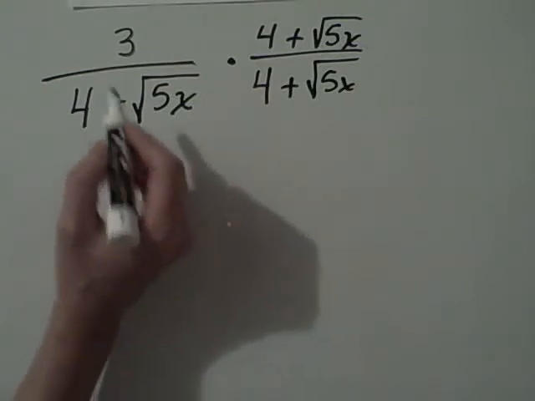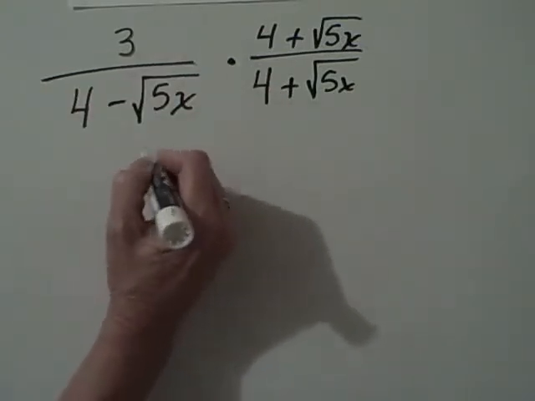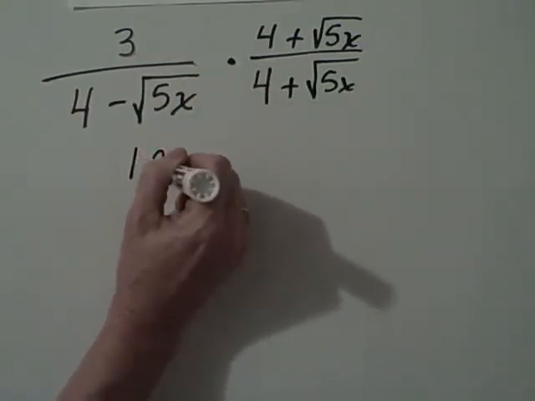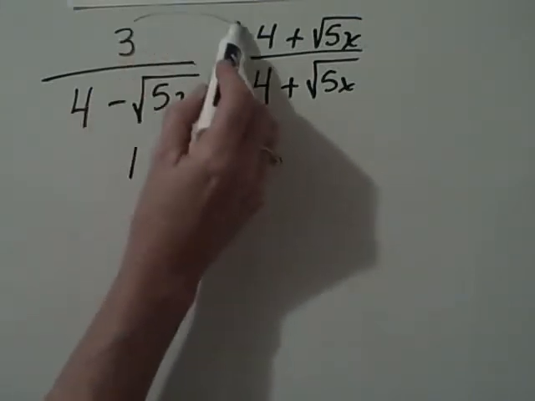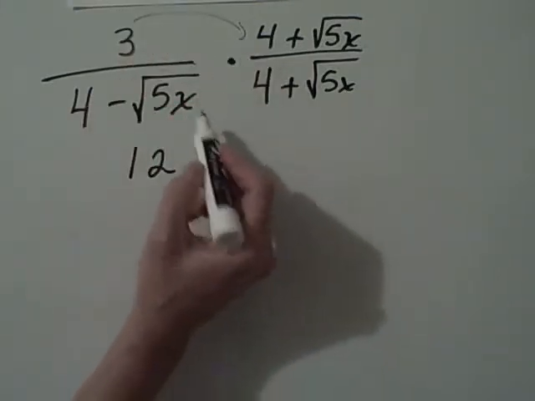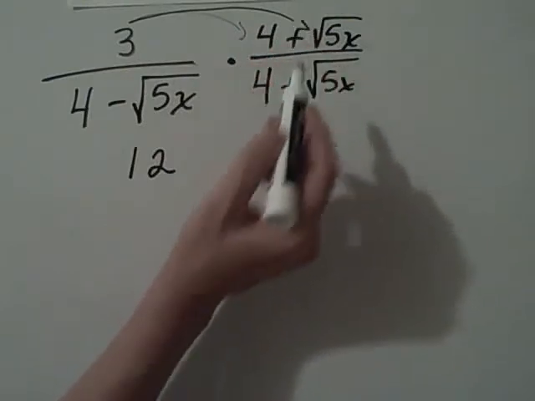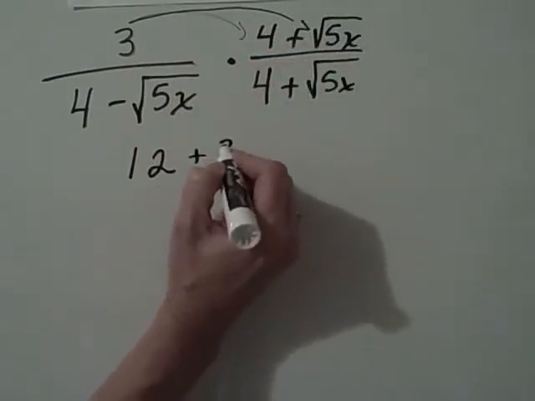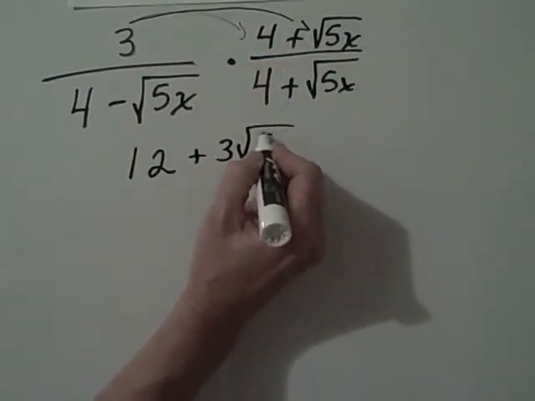So when we multiply, we get 3 times 4, which gives us 12. Remember, we're using a distributive property, 3 times 4. And then we're going to distribute the 3 to the positive 5x, so we get 3 times the square root of 5x.